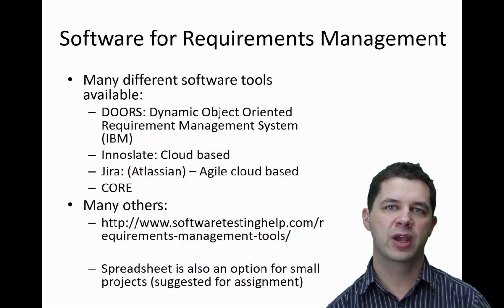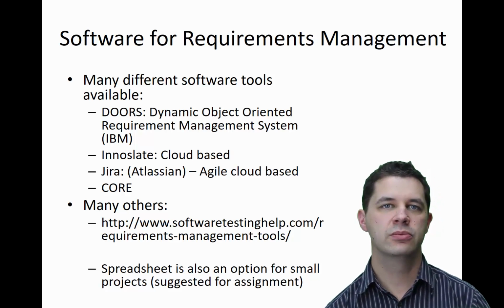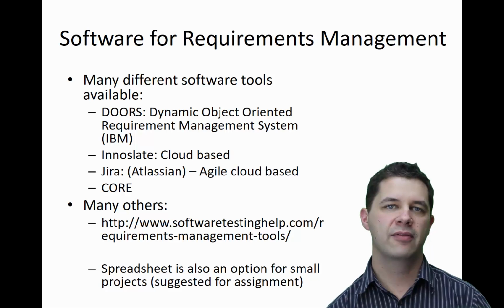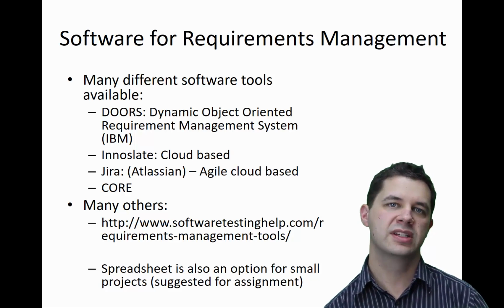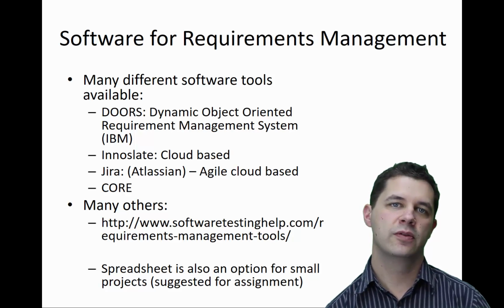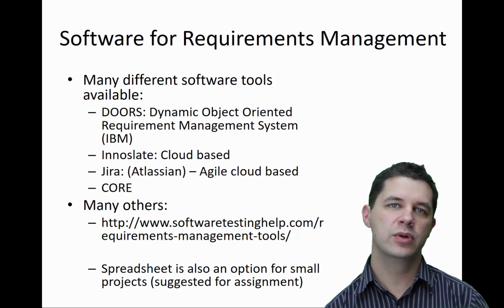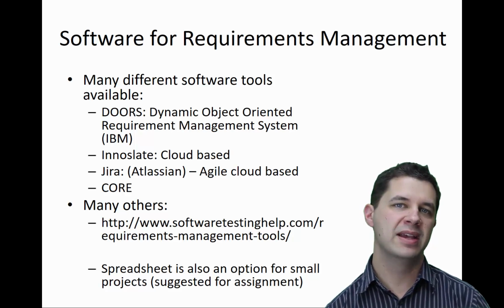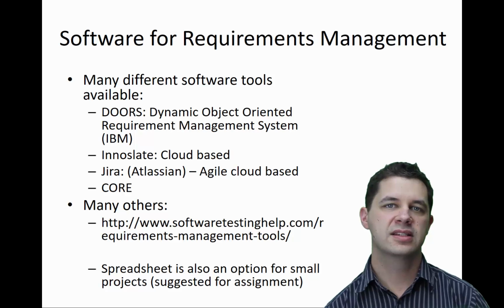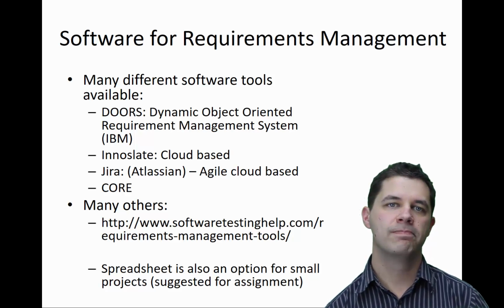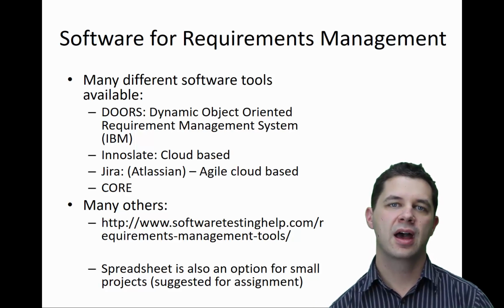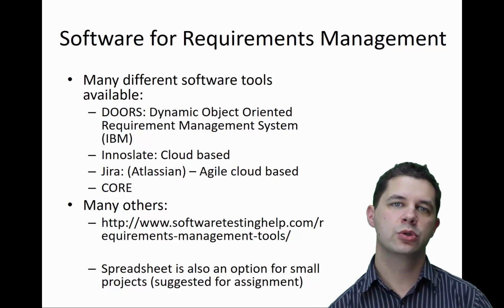DOORS is one, the Dynamic Object Oriented Requirements System, and IBM is heavily involved in this at the moment. This is one that's hugely scalable as well, and big in the defense industry. InnoSlate is another, which is cloud-based. Jira, made by Atlassian, is a cloud-based agile system. Core is another one, and there are many, many more. There's a website there that gives you some requirements management tools and some information about them.